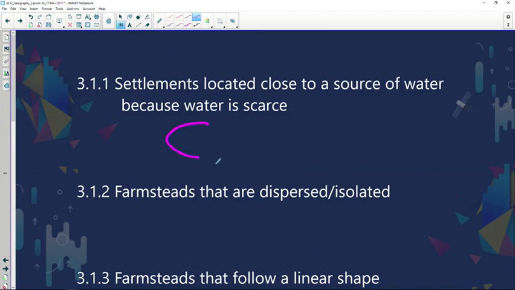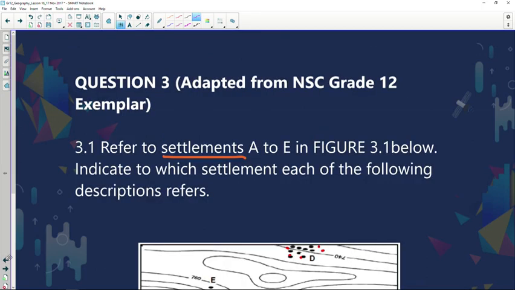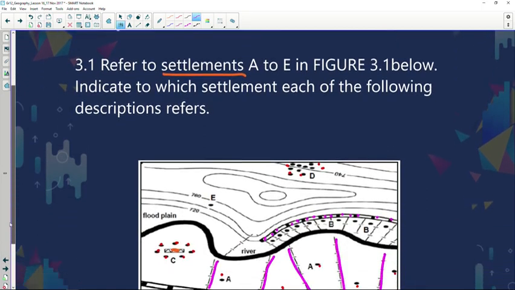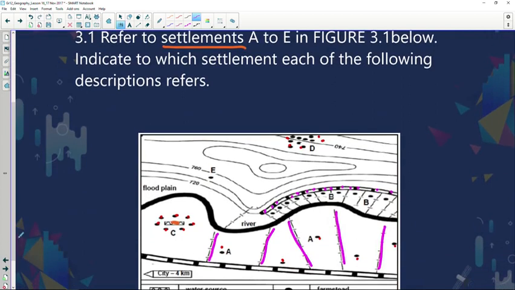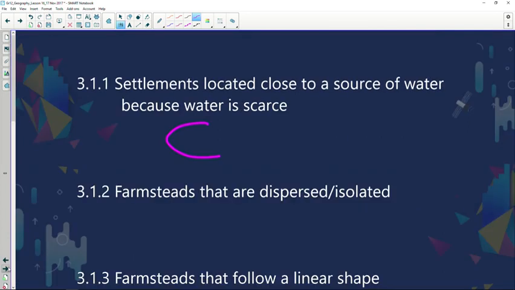Now farmsteads are dispersed or isolated, which are far from one another. We looked at it when we discussed the theory. You can see there's the one farmstead, there's another one. They're quite far from one another, spread out, they're isolated. So the correct answer over there will be A.